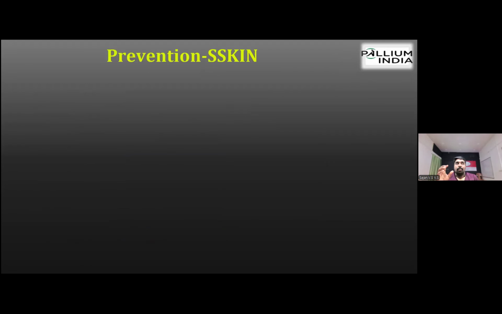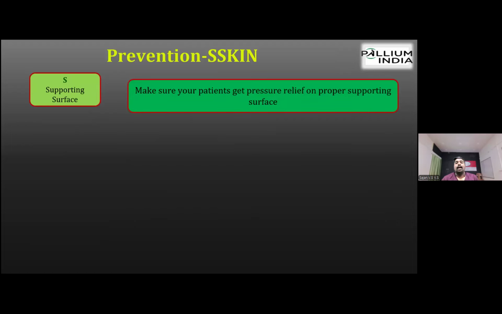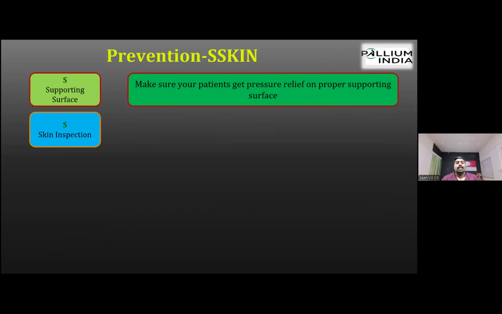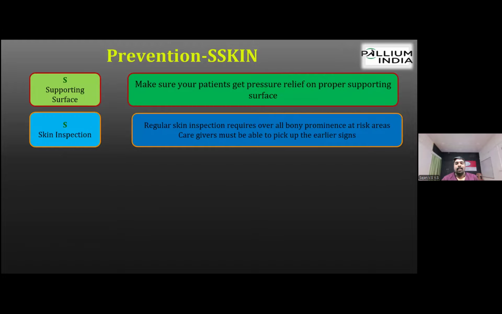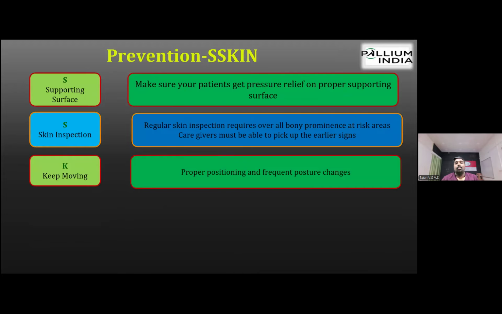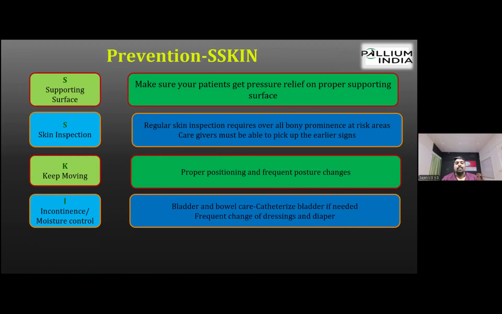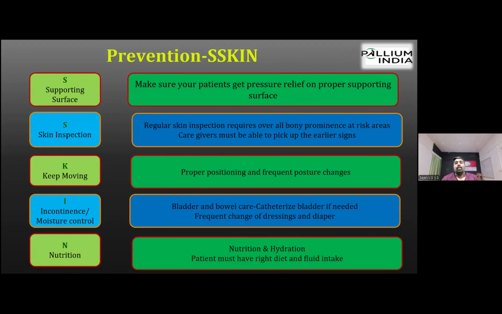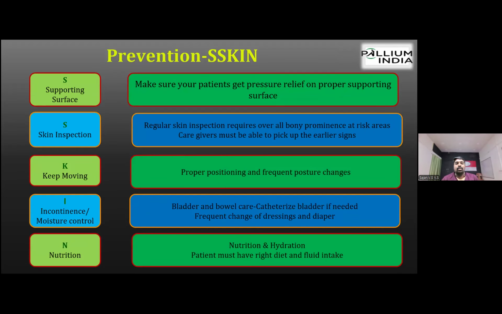So this prevention technique, in short form, we can call SSKIN. The first S is the supporting surface, like alpha bed or water bed. Skin inspection as part of assessment: every bony prominence and pressure-prone area we need to assess. Then keep moving: position changing every second hour, or every 15 to 20 minutes for the wheelchair patient. Then incontinence, both bladder and bowel, and we need to do moisture control. Then proper nutrition and hydration is very important. These are all the preventive techniques for pressure sore development.